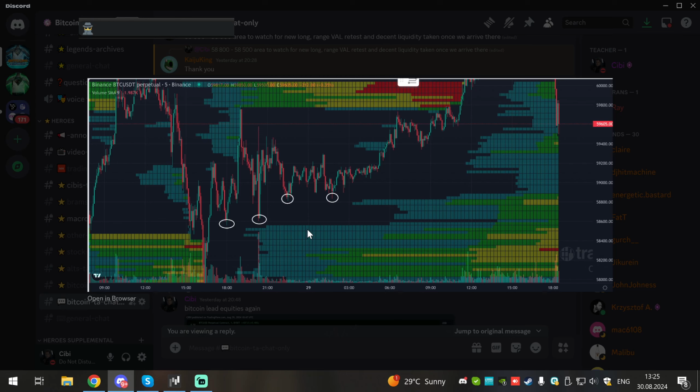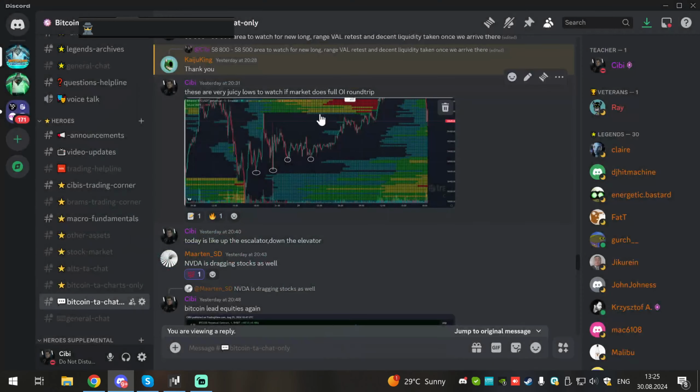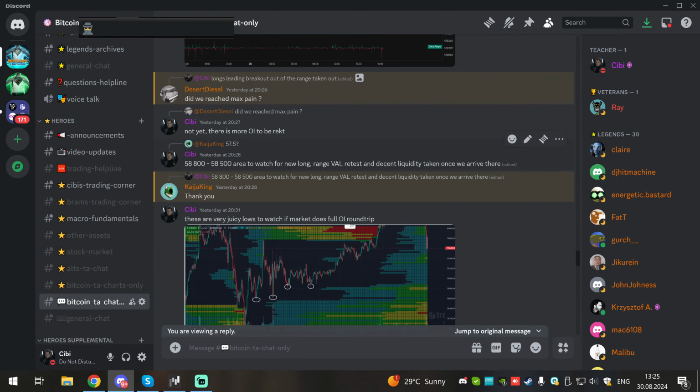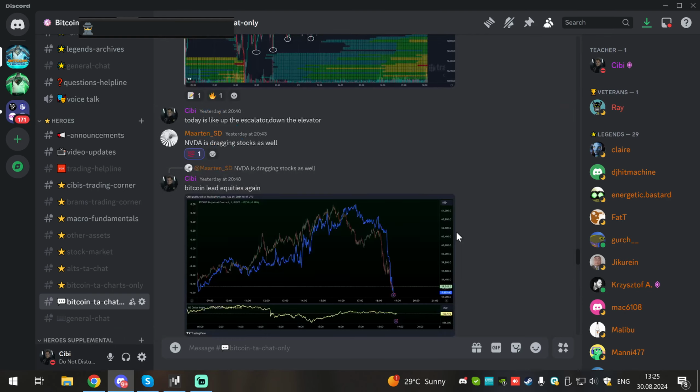And also you are aware of liquidity. If you fail with a swing failure pattern, you know the market will be grabbing liquidity. So I'm giving a clear zone here. It's not so big, it's just $300 on Bitcoin. The 58,800 to 58,500 area to watch for a new long range value retest and decent liquidity taken once we arrive there.